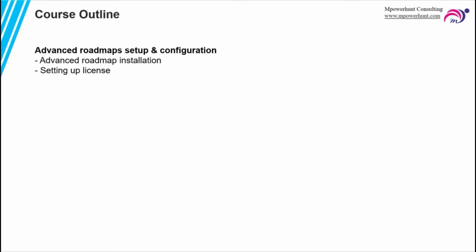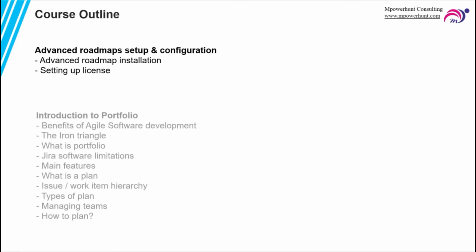Once we have Advanced Roadmaps, we need to have a setup. So we'll be explaining how to install it as a plugin, this Advanced Roadmaps, which is nothing but Portfolio, and then setting up a temporary license, which is a trial license valid for a week. After that, based on the payments, you need to continue these installations.